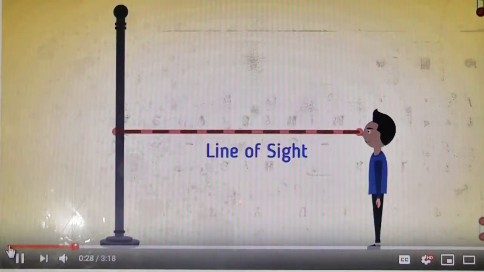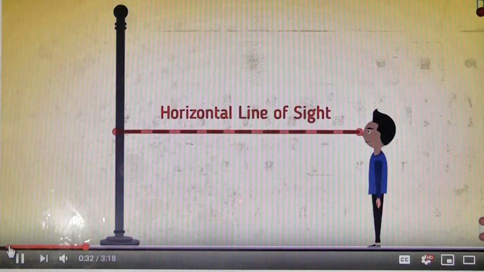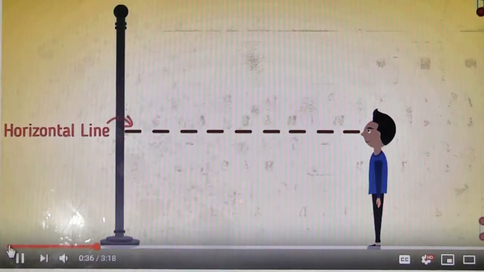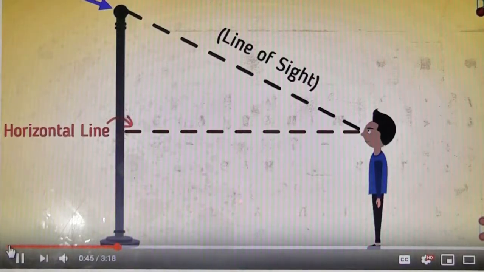Or we can say that simply a line of sight. This is the horizontal line of sight, or horizontal line we can say. Now, if this person is looking at the top of the flagpole, its line of sight is here, because he is looking at the top of the flagpole.